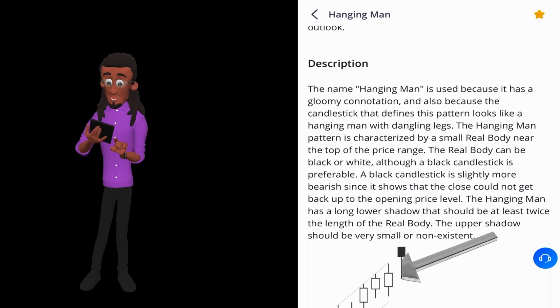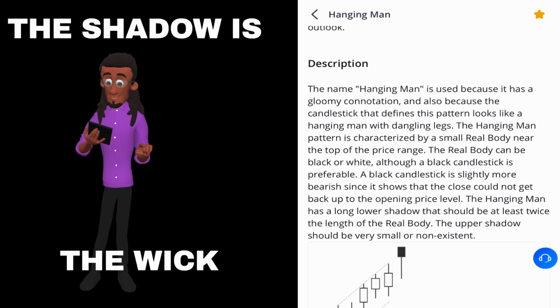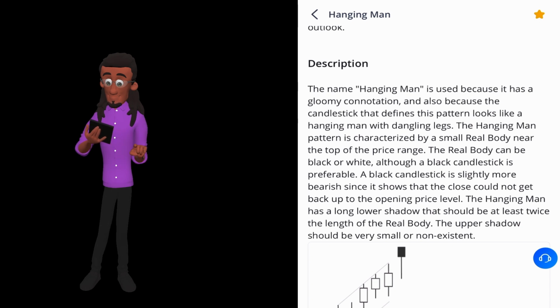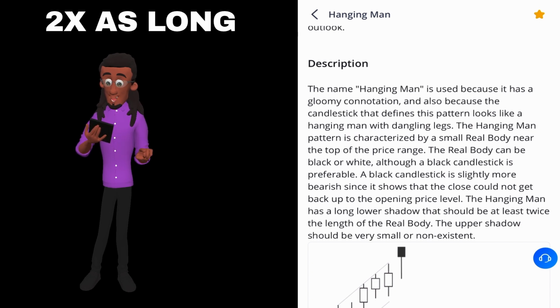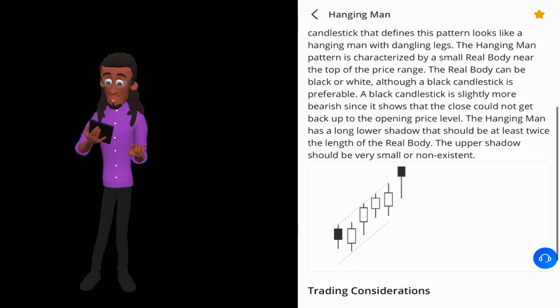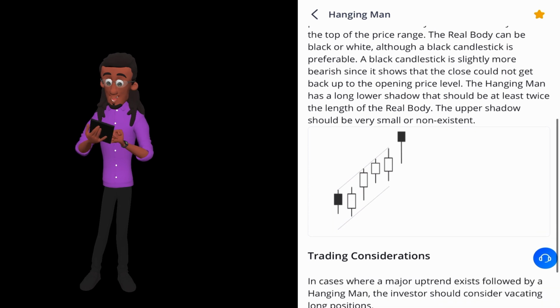So the hanging man has a long lower shadow that should be at least twice the length of the real body. The upper shadow should be very small or non-existent. So when we talk about shadows, we're talking about wicks, the candle wick. The hanging man should have a wick that's twice as long as the body of the candle, and there should be almost no upper wick at all. If so, very, very small.